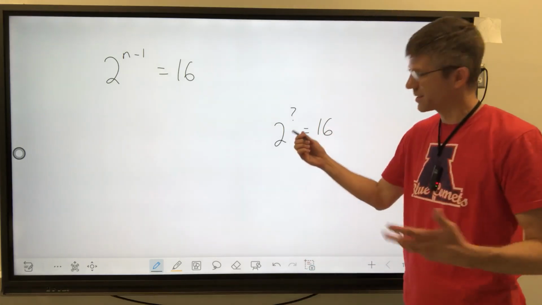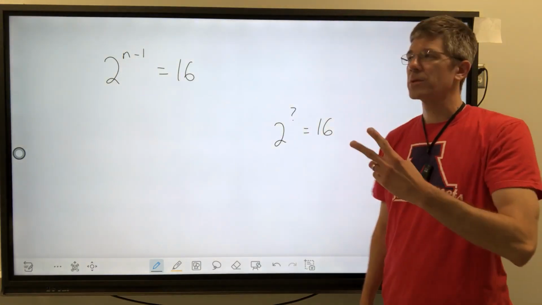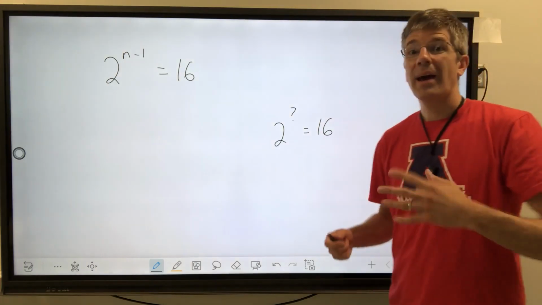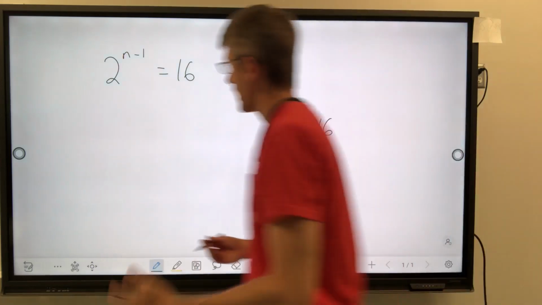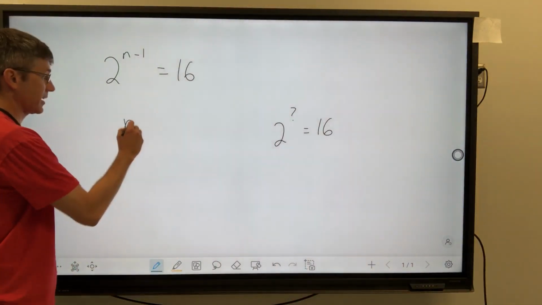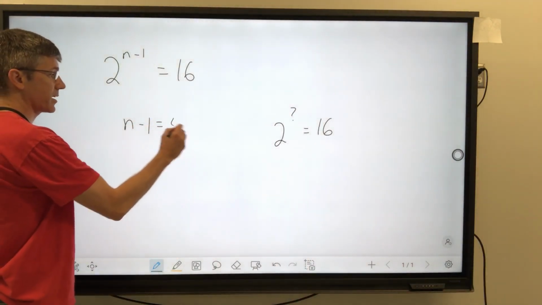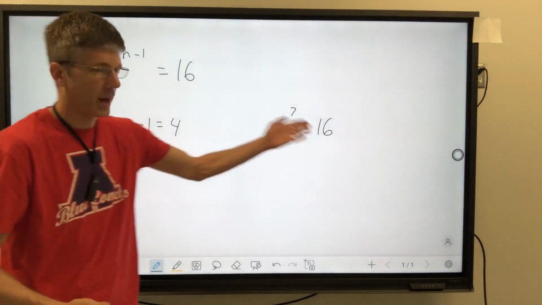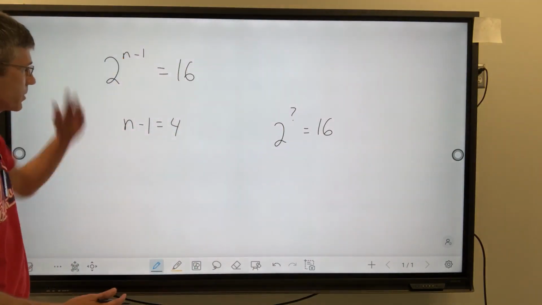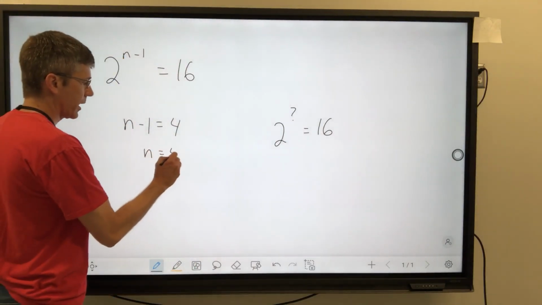You would say, well, 2 times 2 is 4, times 2 is 8, times 2 is 16, and that would be a 4. So this exponent is a 4, which means I'm going to take this exponent and set it equal to 4. And again, I didn't just make up that 4. That 4 is 2 to what power gives me 16? Well, that would be the exponent. So then I would add 1 and I would get 5.